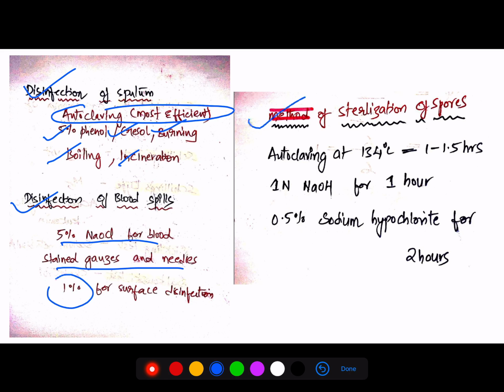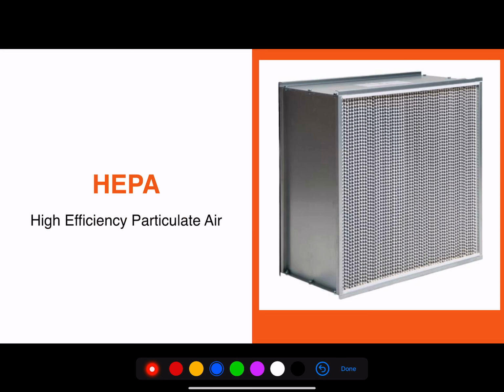Method of sterilization of spores is autoclaving at 134 degrees centigrade for 1 to 1.5 hours, or keeping in one normality NaOH for 1 hour, or 0.5 percentage of sodium hypochlorite for 2 hours. So they can ask you a diagram based question. This is a high efficiency particulate air filter.